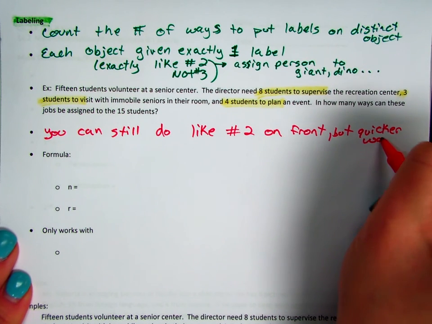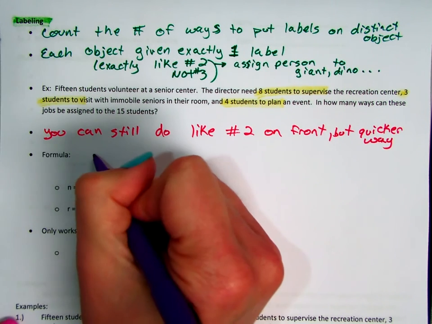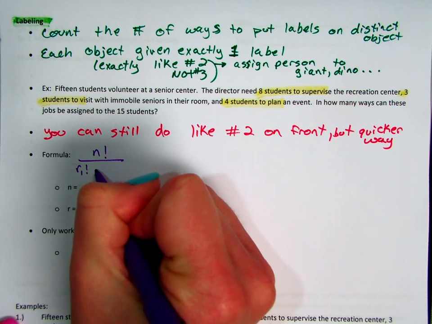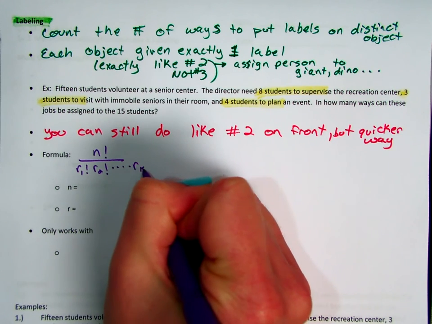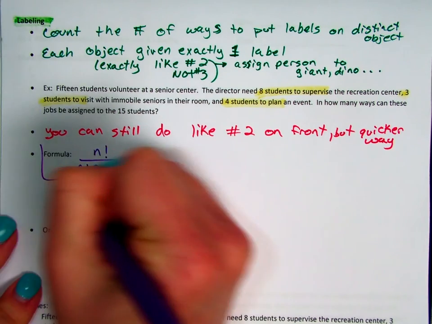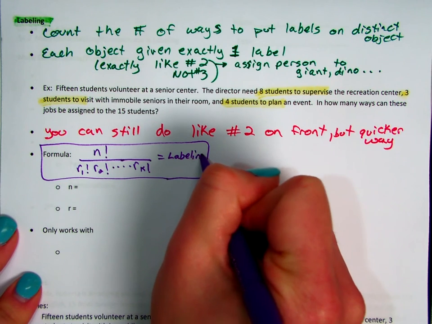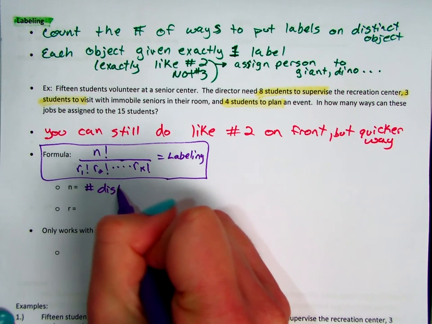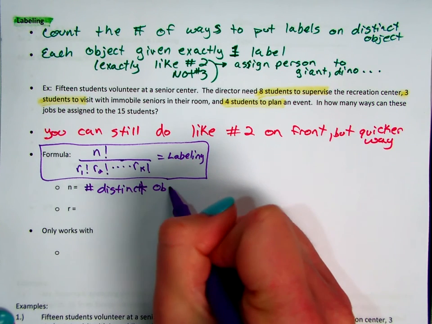So if you can identify that we are putting labels on specific things, then you can go to this new formula. And the formula for labeling is n factorial over r1 factorial times r2 factorial dot, dot, dot, all the way to however many there are. So this is the formula for labeling. All right? The t stands for the number of distinct objects.